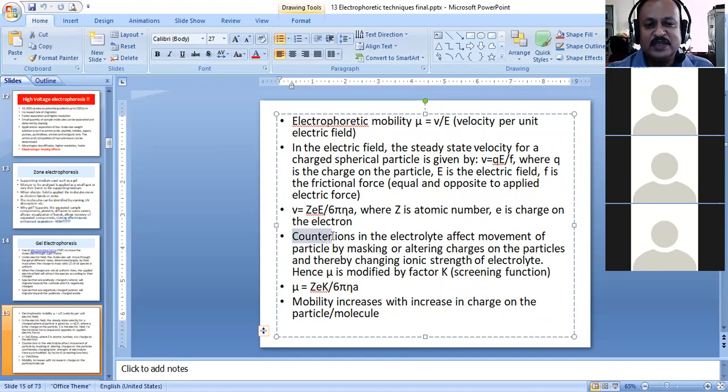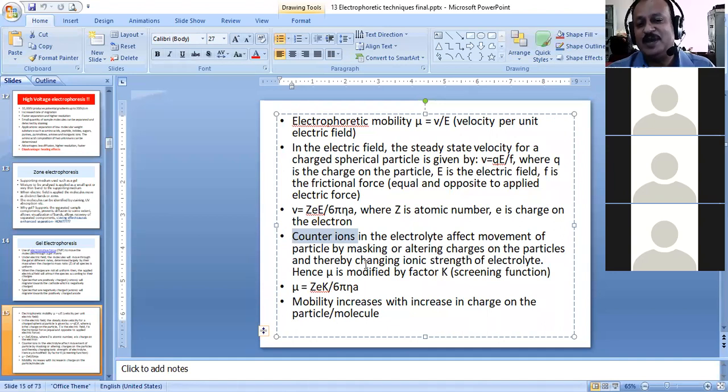Then the counter ions in the electrolyte. What are counter ions? All the other types of ions, they may be cations or anions, which are present in the buffer itself. Buffer म्हणजे कोणतं? The buffer in which we are running the electrophoresis. तुम्हाला हे माहिती झालं असेल की although we are using a gel in the electrophoresis, we also require the liquid buffer. Okay, because the buffer is the one which is going to carry the charges during electrophoresis. So all these counter ions which are present in the buffer itself are also responsible for altering the charges on the particles, isn't it?